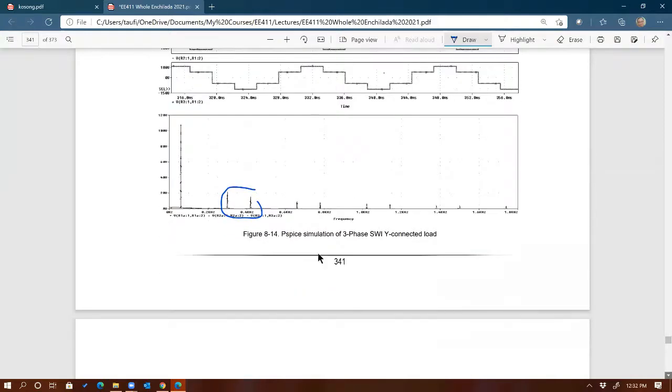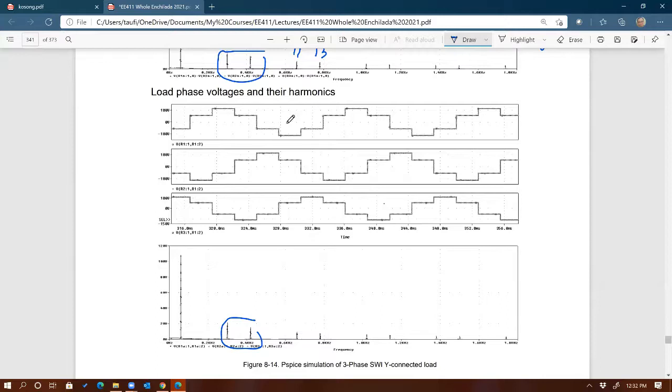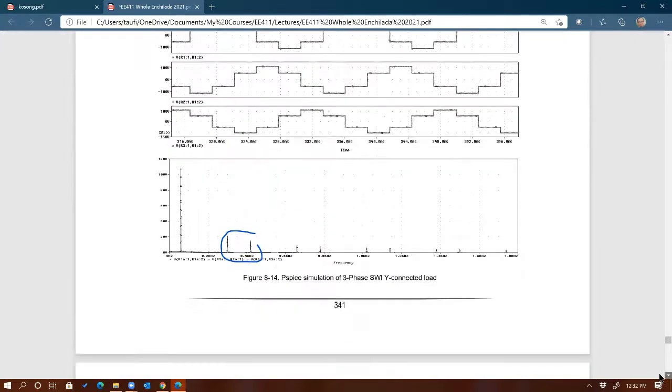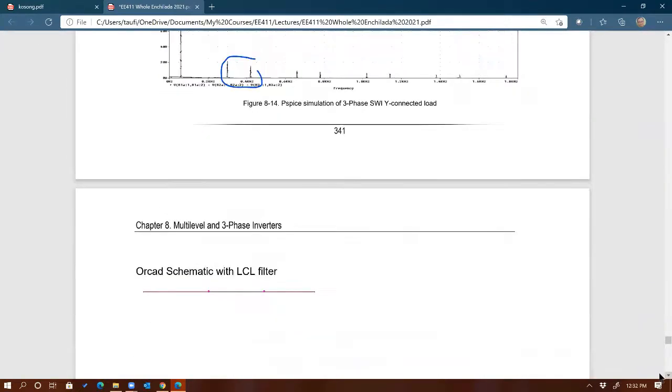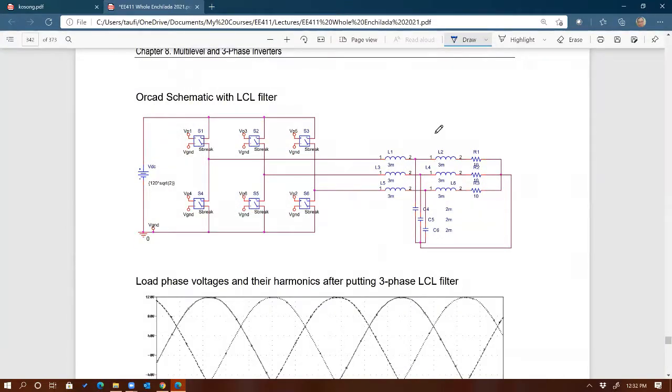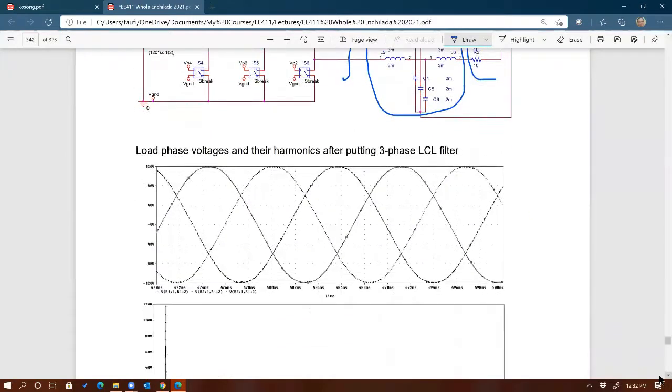Okay, locations are the same: 5, 7, 11, 13, and so on and so forth. And if you don't like this, if this is too noisy for the output, if the output is very sensitive to harmonics, to harmonic noise, then you definitely need to include a filter. I attempted to do that with this LCL filter, so I'm inserting a filter in between the inverter and the load, right? By doing that, look at what happens.